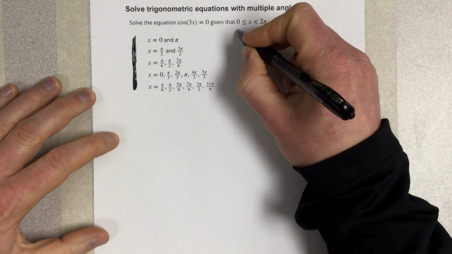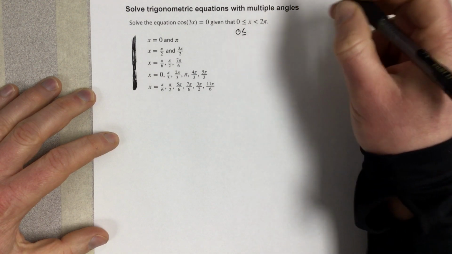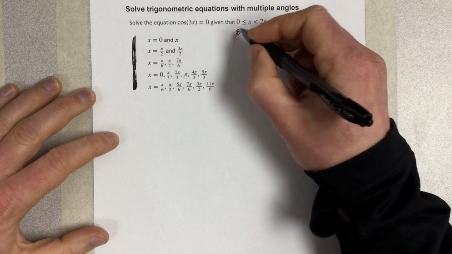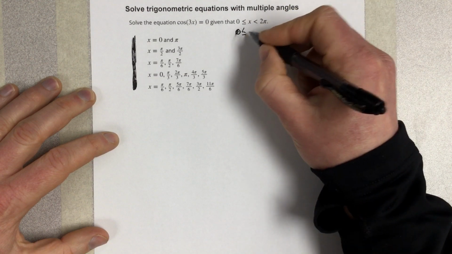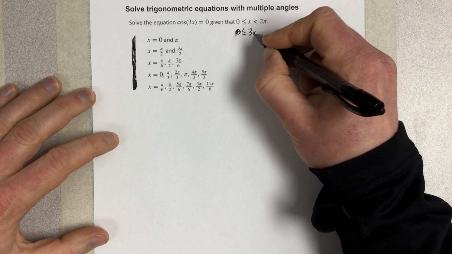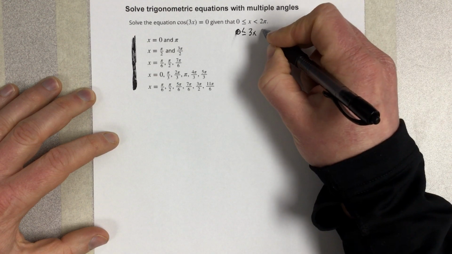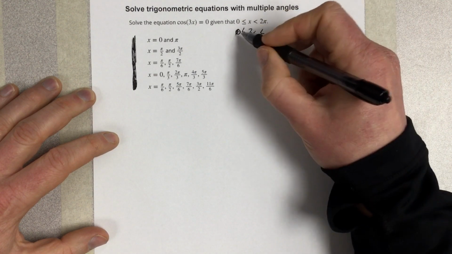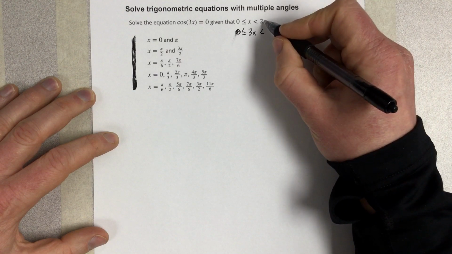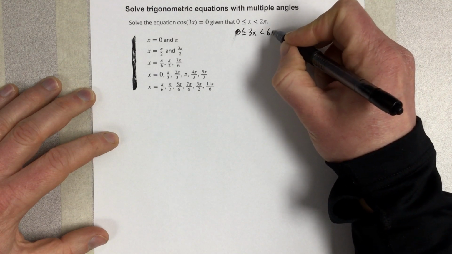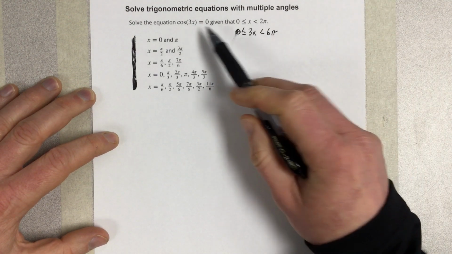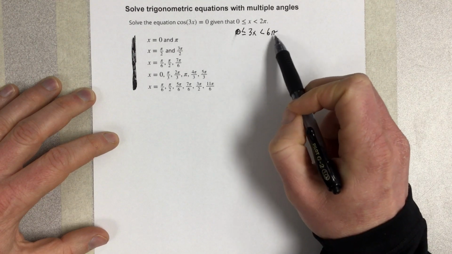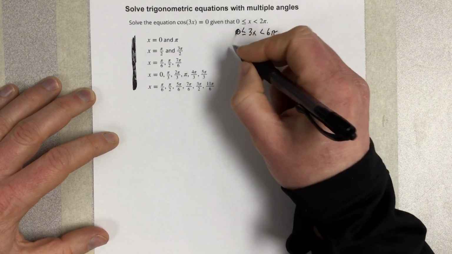So if I use a different domain here, where I say 0 is less than or equal to 3x, so I'm taking x times 3, which means I need to multiply 2 pi and 0 by 3. Well, obviously that's 0 times 3, and then 2 pi times 3 would be 6 pi. So my solutions need to be between 0 and 6 pi. So I'm going to write that out.